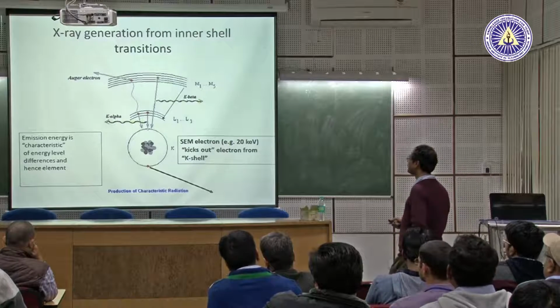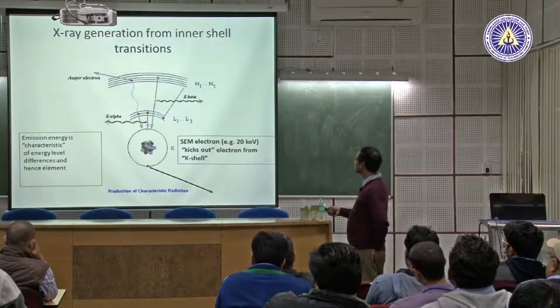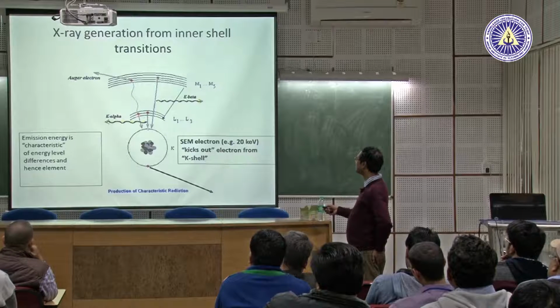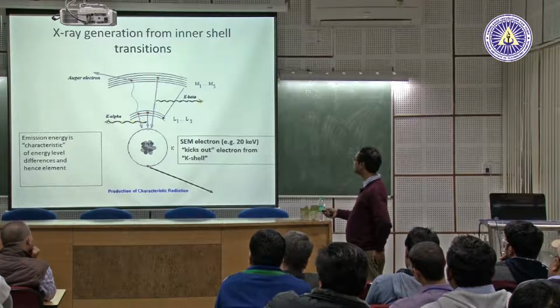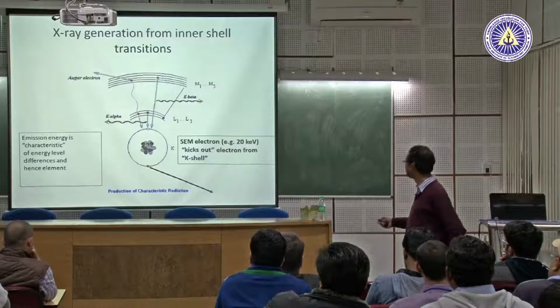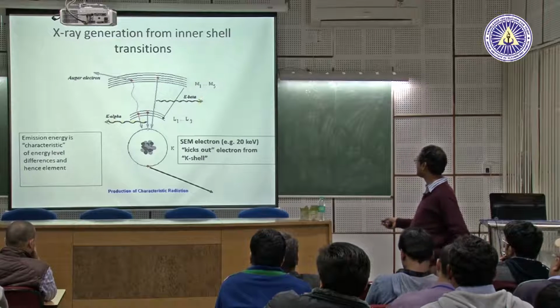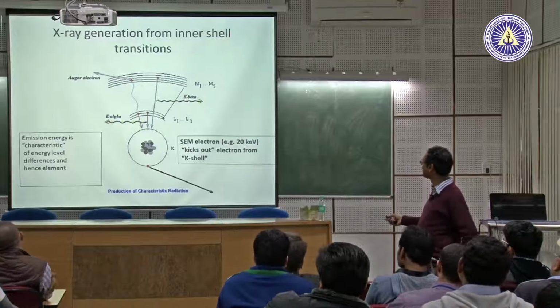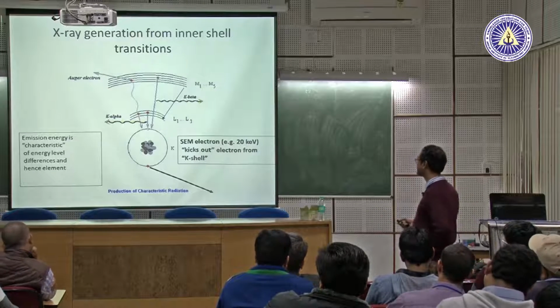But on the other hand, for Auger, what happens? It jumps from this to this, okay, correct, and whatever is emitted, it removes another electron from the outer shell. It doesn't generate X-rays. Whatever is emitted will remove another electron from the outer shell. That is called the Auger electron. So it's a very low energy.